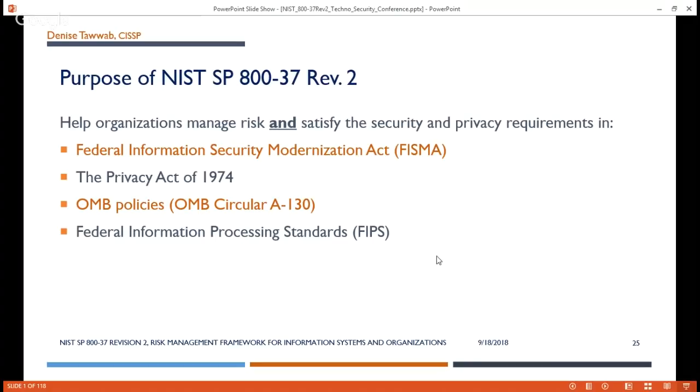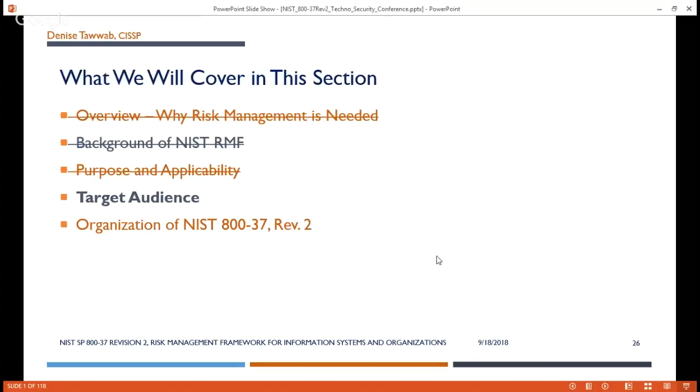Okay. The purpose of NIST Special Publication 837 Rev 2, and I know there's a lot of repetition here because I designed this presentation to align closely with the document itself. It helps organizations manage risk and satisfy the security and privacy requirements in FISMA. That's the Federal Information Security Modernization Act, the Privacy Act of 1974, the Federal Information Security Management Act, OMB policies, for example, Circular A-130, and the Federal Information Processing Standards, also called FIPS, that are also developed by NIST.